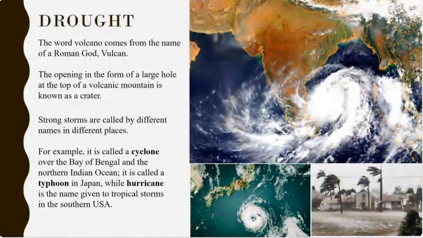The word volcano comes from the Roman god Vulcan. The large hole at the top of a volcanic mountain is called a crater. Remember, strong storms have different names in different regions: cyclone, typhoon, or hurricane.